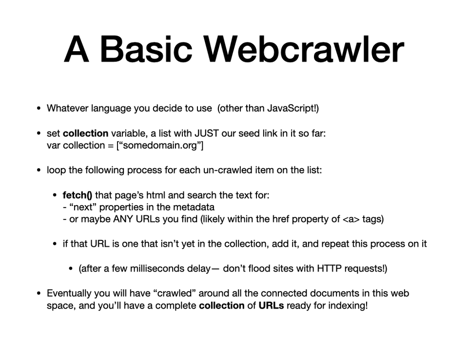You would fetch that page's HTML and then search that text for, for example, maybe next properties in the metadata, but also maybe just any URL you find on the page, whatever your goal is for how you want this crawler to flow through the internet. And then if that URL is one that isn't yet in the collection, you add it and you go back and find another thing that has not yet been crawled.